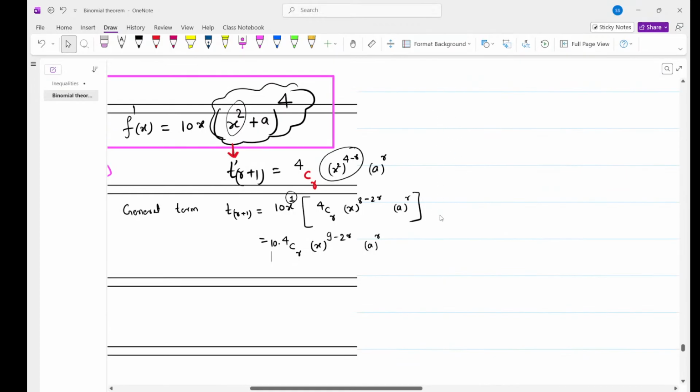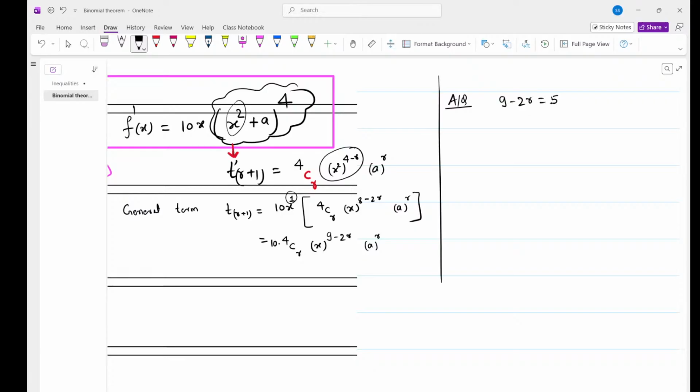According to the question, my requirement, 9 minus 2r should be equal to 5. So solve for r: 9 minus 5, that is 4, equals 2r. So r is equal to 2, isn't it?